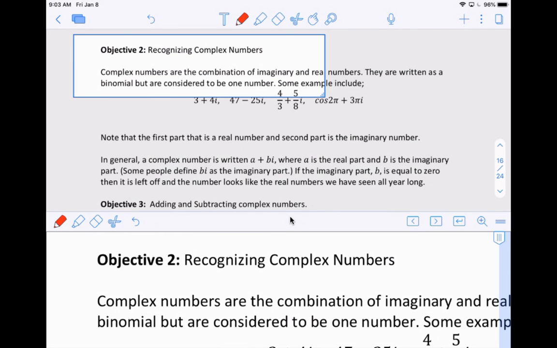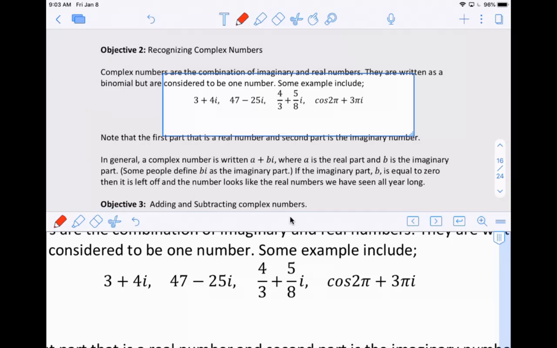In 8.5, we're talking about not only recognizing but dealing with complex numbers. All right, what is a complex number? A complex number has two parts to it. It is both real and imaginary. It's very similar to a binomial.